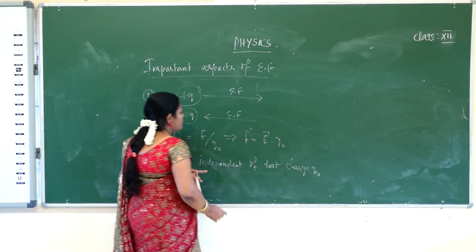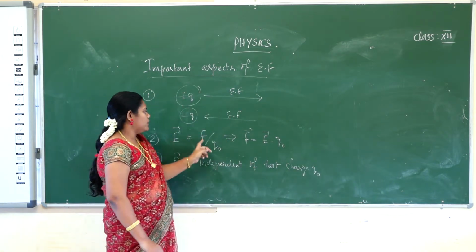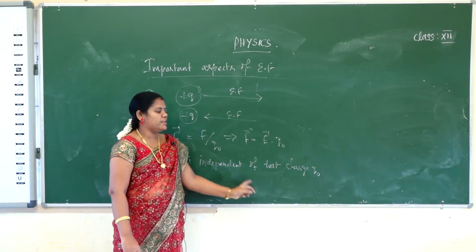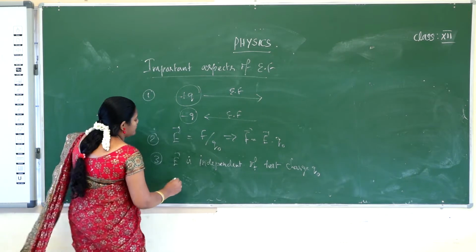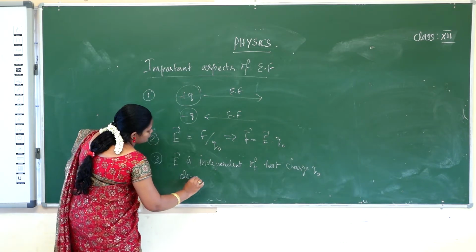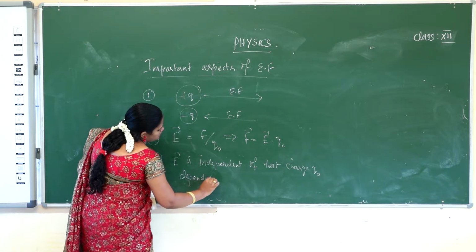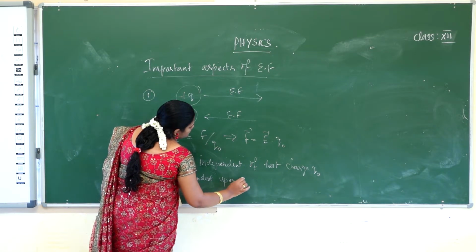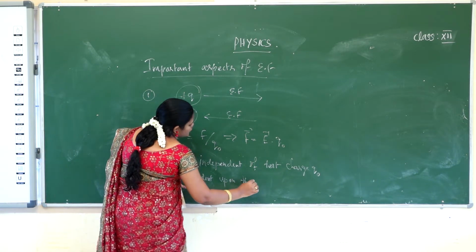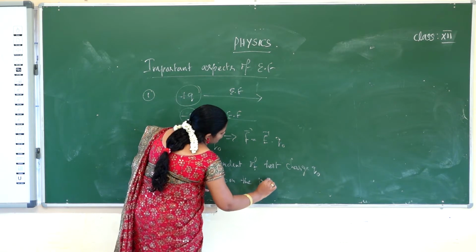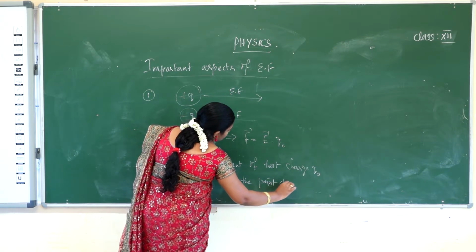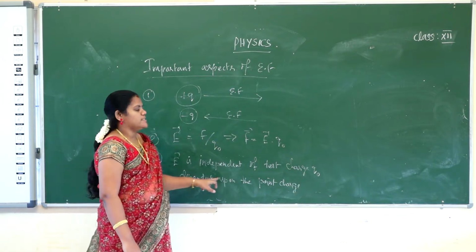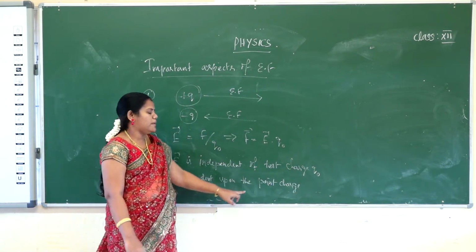Test charge Q naught. What's the meaning of F by Q naught? Since Q naught cancels, the electric field is independent of the test charge Q naught and will depend upon the point charge Q. So the third point is that the electric field is independent of the test charge and dependent upon the point charge.